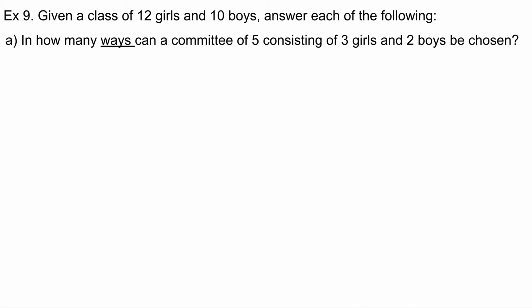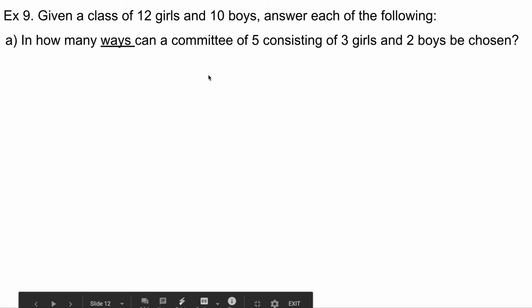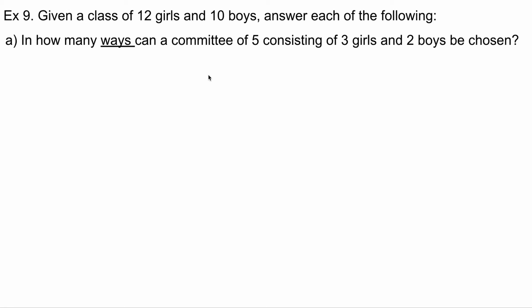Next example: given a class of 12 girls and 10 boys, you're going to answer all of the following. First problem: in how many ways can a committee of 5, consisting of 3 girls and 2 boys, be chosen? Let's think about whether order matters or not. It's a committee, so order doesn't matter. We're going to use combination, with 12 girls and 10 boys.